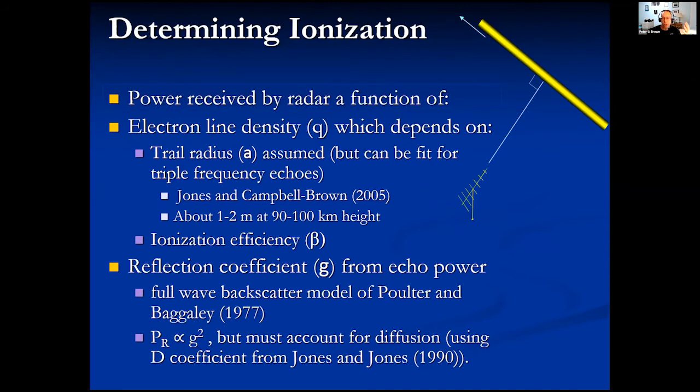So as I said, the most challenging part is to try to get this electron line density from the specular scattering. Again, Gunter has described this in great detail. I'll just say that for our initial work, we're assuming a model for the trail radius, but we're working on this idea of using all 3 frequencies to get a unique independent estimate per echo of the trail radius. We put in an ionization efficiency, we measure the power, and then with the polarization angle known, we can get a reflection coefficient, and that ultimately can lead back to a unique estimate of Q.